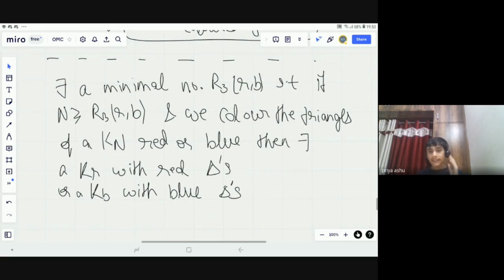Again, we're not coloring edges anymore, we're coloring triangles. So there exists a minimal number R3 of R comma B such that if capital N is at least R3 of R comma B and we color the triangles of a KN red or blue, then there is a KR with red triangles or a KB with blue triangles. Is the statement clear? Are there any questions with the statement?